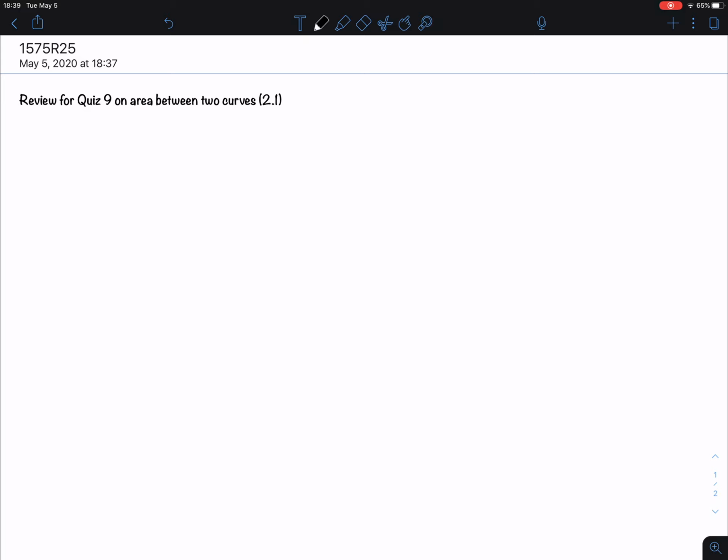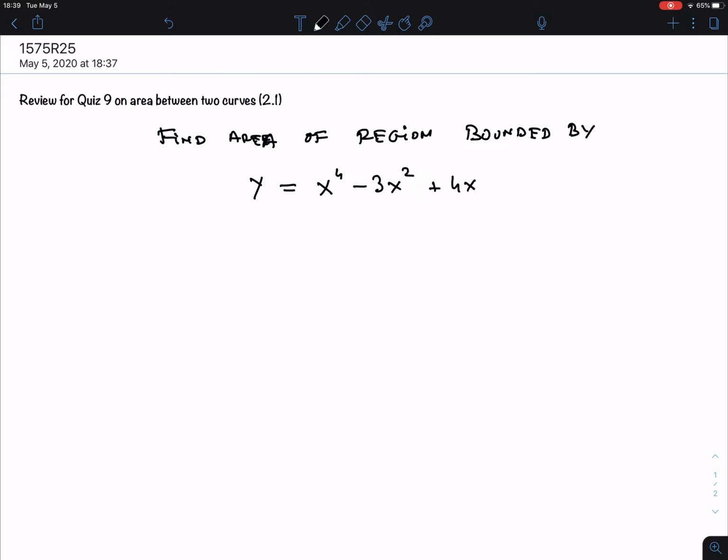I'm going to give you only one review, and something very similar you're going to get. So I'll write the question: find the area of the region bounded by the following two curves. y equals x to the fourth minus 3x squared plus 4x, and y equals minus x cubed plus 3x squared plus 4x.